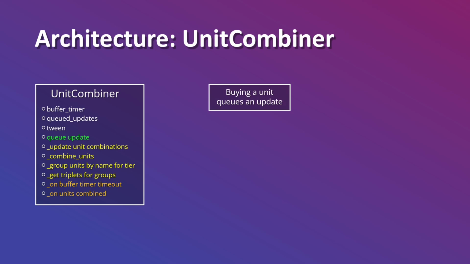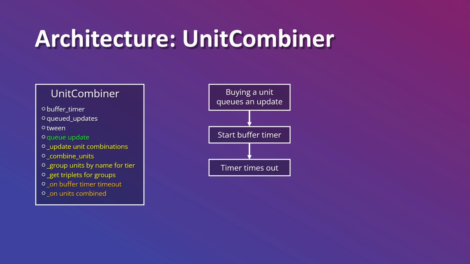This basically means that we add 1 to the queued updates and start the buffer timer. After the timer runs out, we call this orange method called onBufferTimeout. And what we do is we call this update unit combinations method. But when the timer times out, we only start updating the unit combinations if we are currently not animating any other combinations. So we check if the tween is currently running or not. Another thing is that since this triggers when we buy a unit, we always start updating unit combinations from tier 1. From the bottom, right? Because we can only buy tier 1 units.